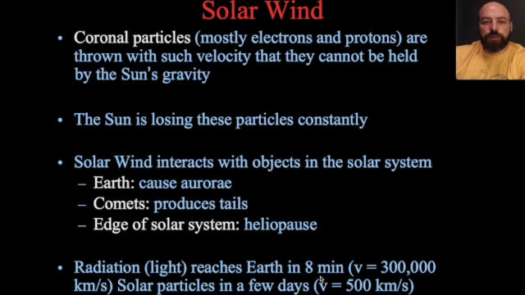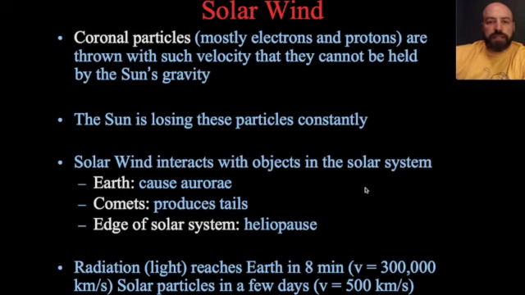So light travels 300,000 kilometers a second. So light can reach us from the sun in 8 minutes. But the solar particles do not travel as fast. It takes them a few days. They're only going 500 kilometers per second. Anything that has some kind of mass like electrons and protons is not going to travel anywhere close to the speed of light. So the sun continues to lose these particles all the time, and we think about what hits the Earth, but the sun is a sphere and it's going out in all directions all the time.